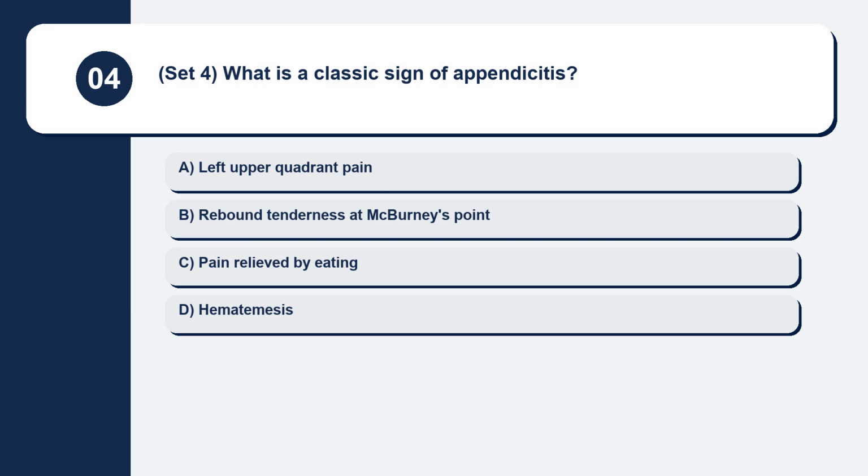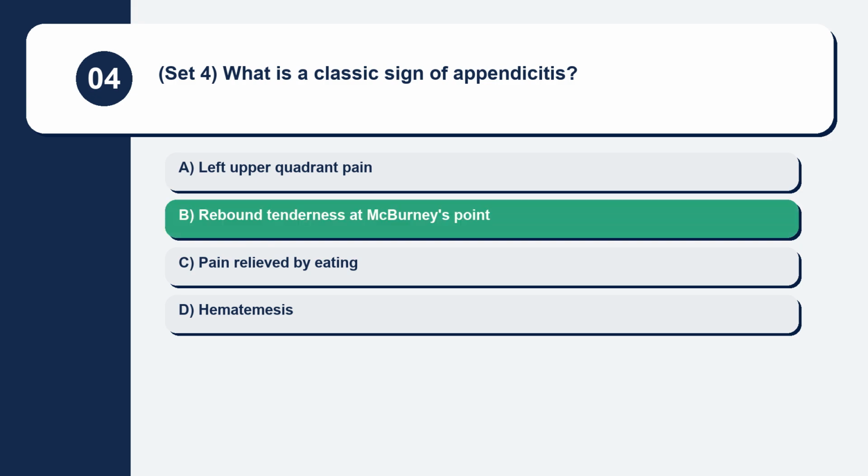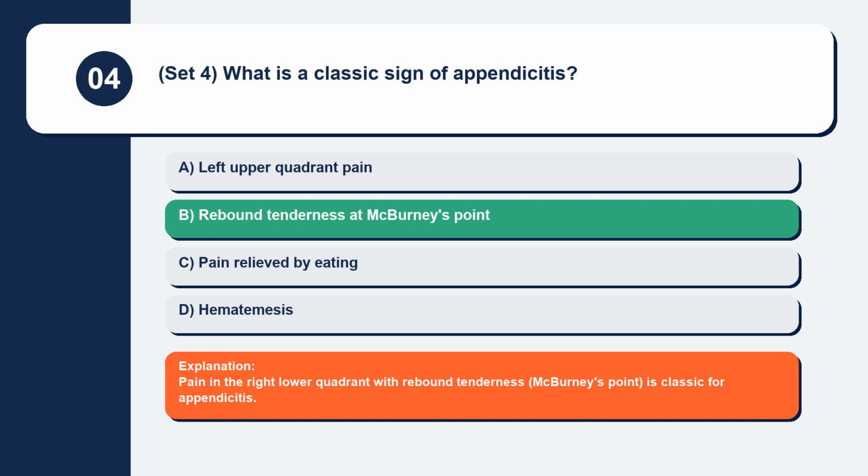Question 4. Set 4. What is a classic sign of appendicitis? Left upper quadrant pain, rebound tenderness at McBurney's point, pain relieved by eating, hematemesis. Pain in the right lower quadrant with rebound tenderness, McBurney's point, is classic for appendicitis.